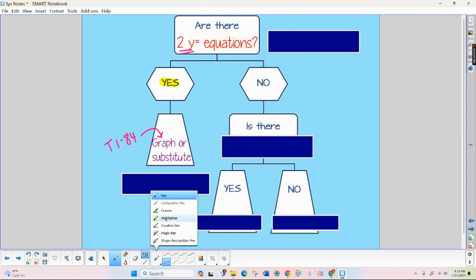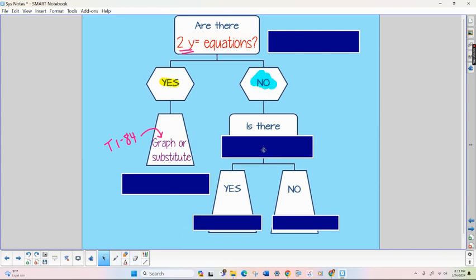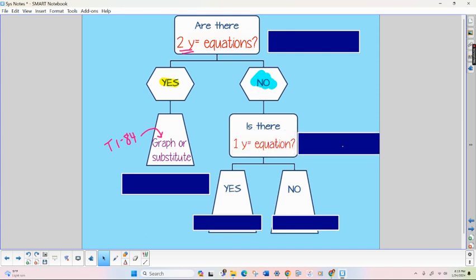Now, if we say, okay, no, when we look at this, there are not two y= equations, then we have to ask ourselves, is there at least one y= equation? If there's at least one y= equation, so if we follow our flow chart and say, yes, I have at least one y= equation, well, guess what? Our method here is still going to be to substitute. We really do a lot of substitution, and that's why we spent a lot of time with it.